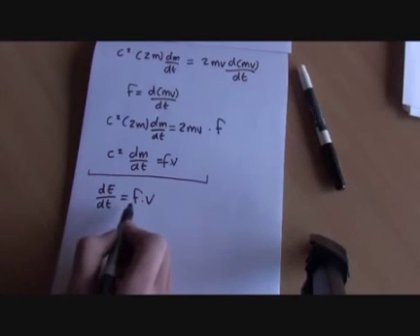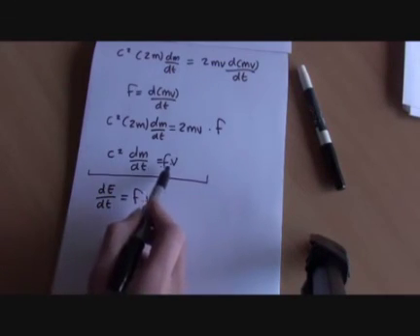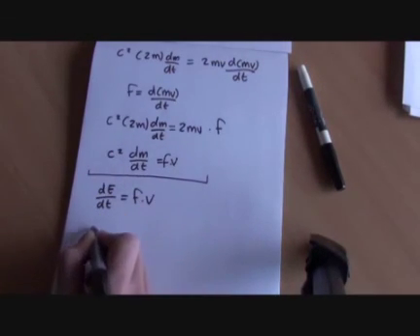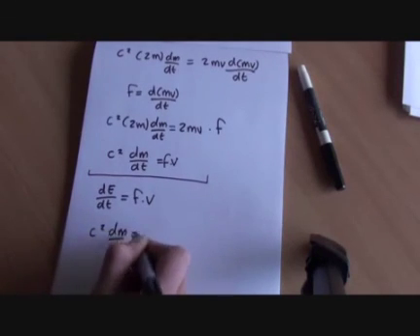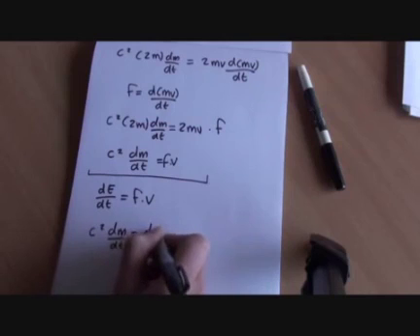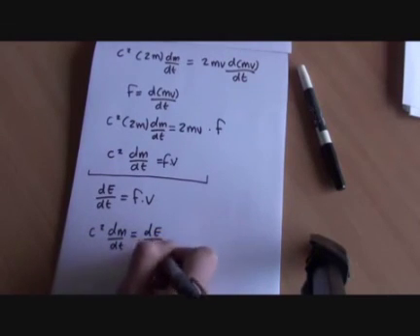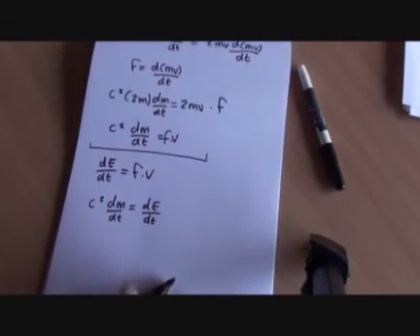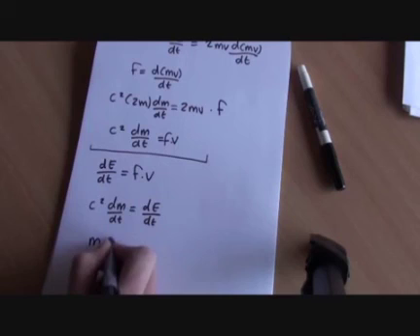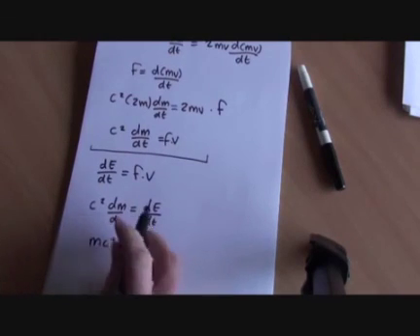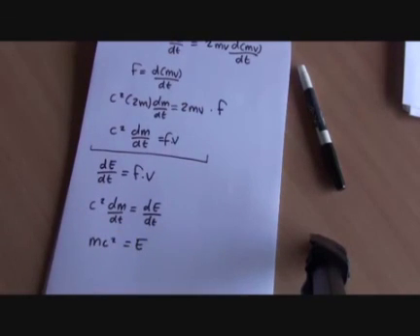The rate of change of energy is force times velocity. We have force times velocity, so we can say quite happily that c squared dm by dt is equal to dE by dt. Alright, let's integrate with respect to t on both sides, and we get mc squared equals E. Prove that mass and energy are the same thing. Now, if you can derive that, then you can do most things in physics.